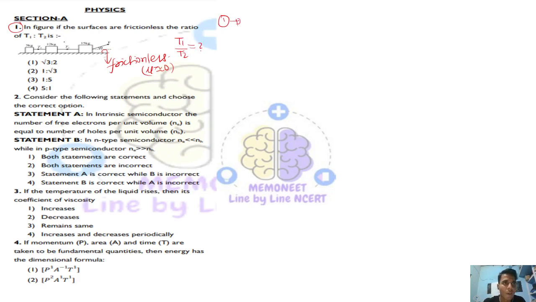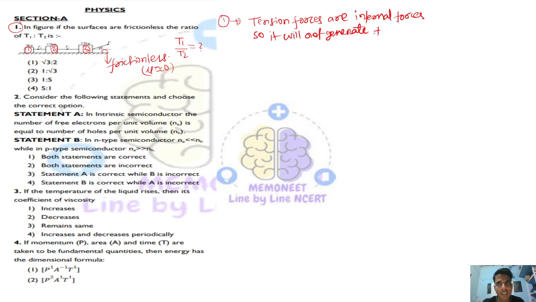As you can see, we have three blocks. Let's name them 1, 2 and 3. We know that tension forces are internal forces, so they will not generate the acceleration. We know through Newton's second law, only the net external force can generate acceleration on the system.